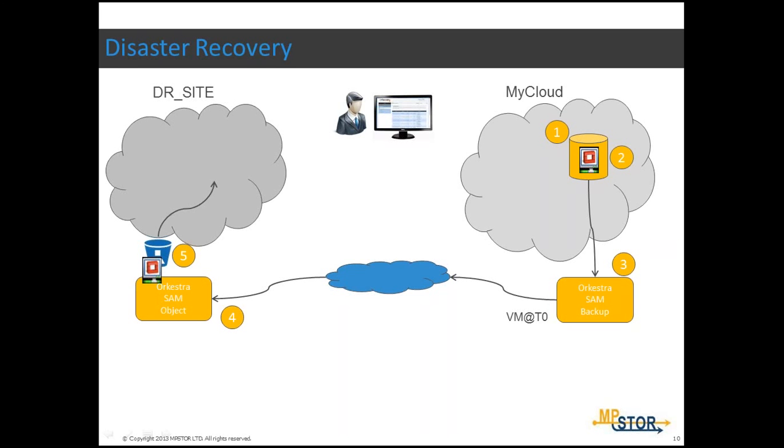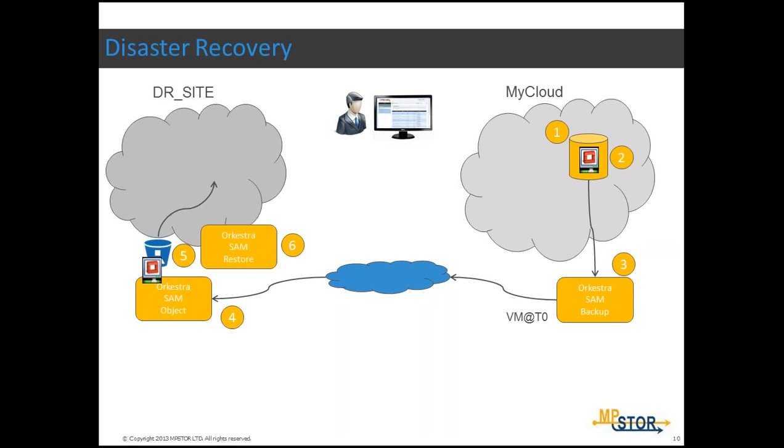At the next copy, we simply do a differential copy of any of the block ranges that have changed. So if only 10% of our VM has changed between one backup and the next backup, we'll only copy 10% of the data. So the Orkestra SAM backup to the object store is a differential block backup. And during the presentation, we're going to have a look at exactly how that's achieved.